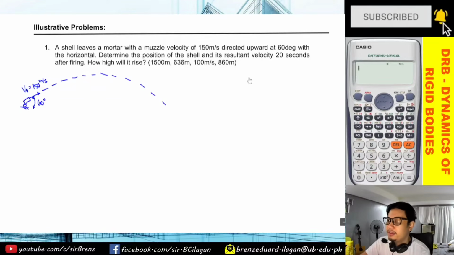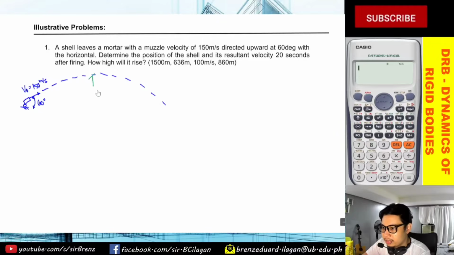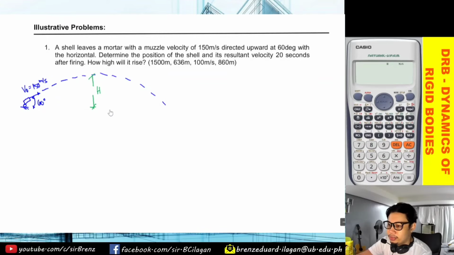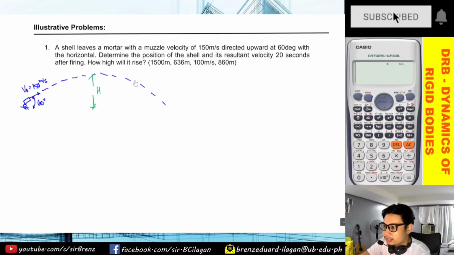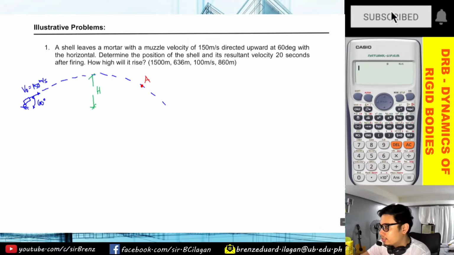So how high will it rise? So dito sa last question, most probably ang pinapahanap niya dito is yung maximum height, h. Okay, doon sa h, ipapakita natin yung dalawang way para ma-solve siya. Pero ang hinahanap lang naman dito is yung position niya after 20 seconds. So, let's just say guys na after 20 seconds, i-assume natin na siguro nandito siya banda. So, gawin natin siyang velocity, position A. Okay, so gawa lang tayo dito ng reference line.